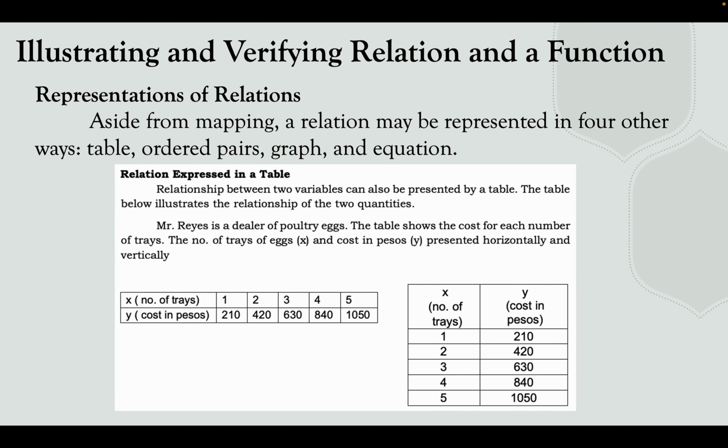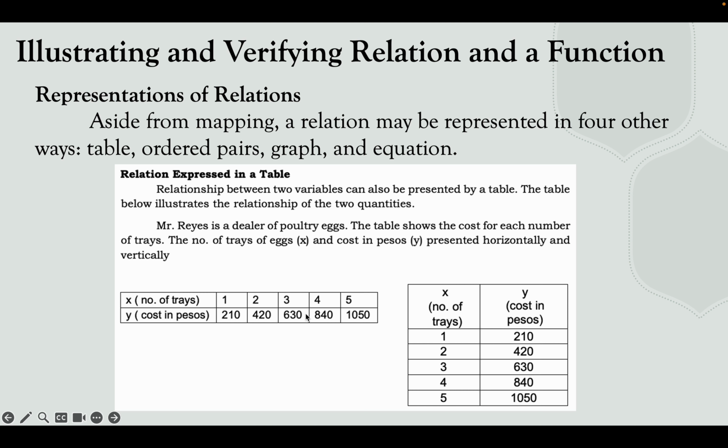So we have here relation expressed in tables. A relation between two variables can be presented by tables. The table below illustrates the relationship of two quantities. Mr. Reyes is the dealer of poultry eggs. The table shows the cost of the trays: the number of trays is X, and the cost in peso is Y. It is represented horizontally or vertically.